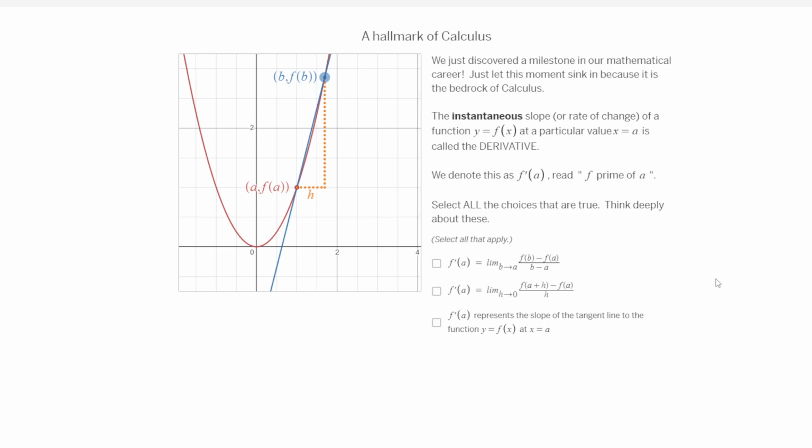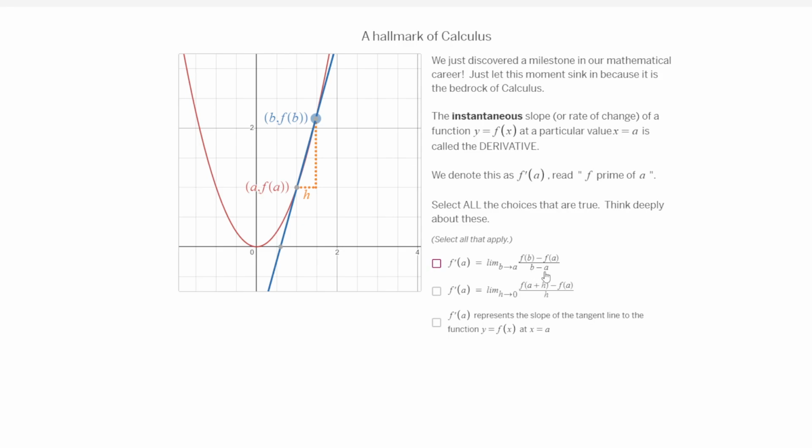What does that mean? Well, let's take a look at all of this notation. What is f of b? Okay, that would be the y coordinate of this point that I'm moving, right? And what is f of a? That's the fixed value right here. Okay, so as I move this point closer and closer to my fixed point, then that difference becomes smaller and smaller, right? Okay, so that is my change in y.